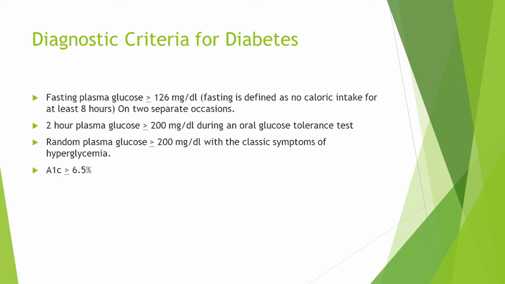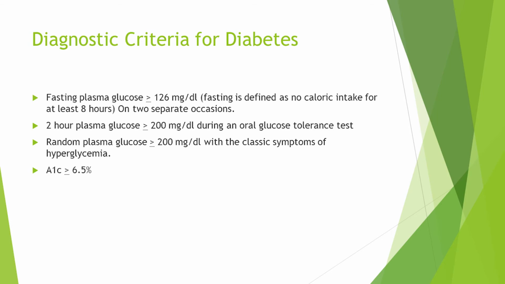Another way of diagnosing diabetes is with a 2-hour plasma glucose of greater than 200 during an oral glucose tolerance test. I don't think we order this much anymore, but if your doctor happened to order it because of some suspicious reasons and found the blood sugar to be over 200 at hour 2, then that would constitute diabetes. The most common way, I believe, we diagnose diabetes is just with a random blood sugar on routine blood work. And if we find it over 200 and we discover that you have some of those classic symptoms of diabetes, then we can very confidently make the diagnosis of diabetes.